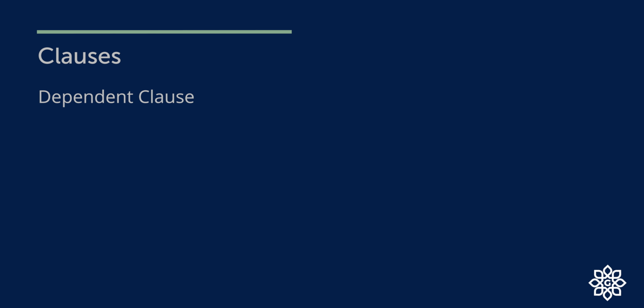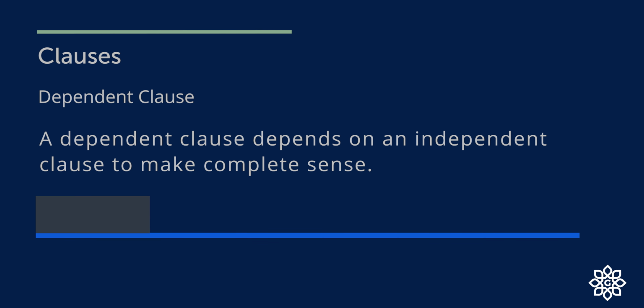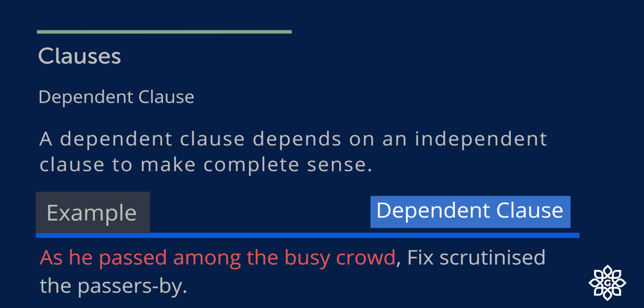What about dependent clause? A dependent clause depends on the independent clause to make complete sense. Let's look at the same sentence itself. As he passed among the busy crowd, Fix scrutinized the passers-by. Here, as he passed among the busy crowd is the dependent clause. He is the subject and passed is the verb.